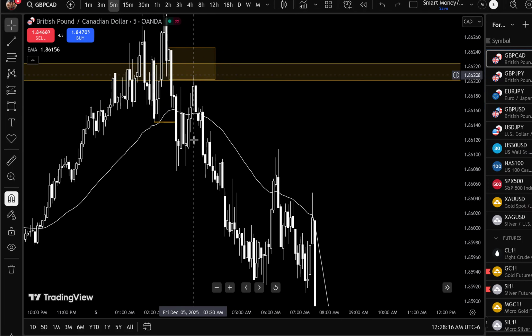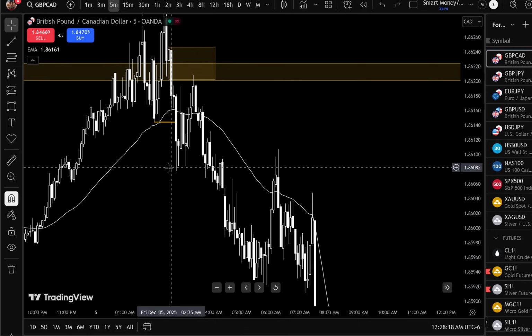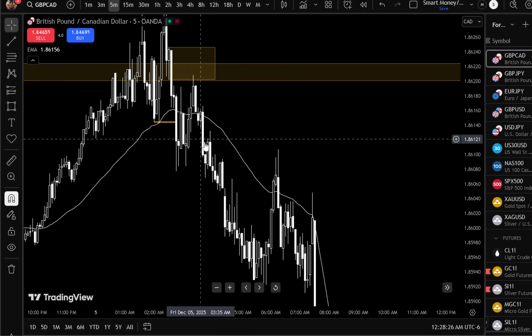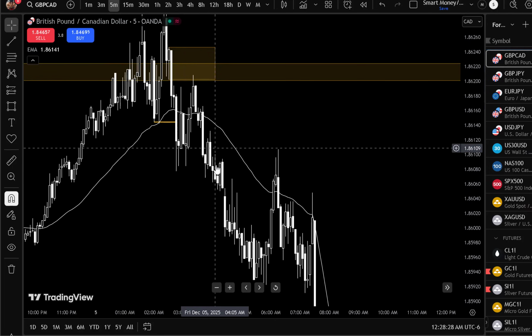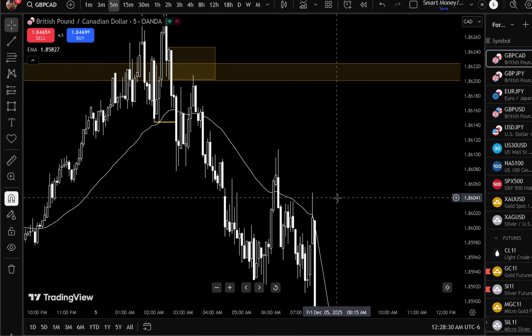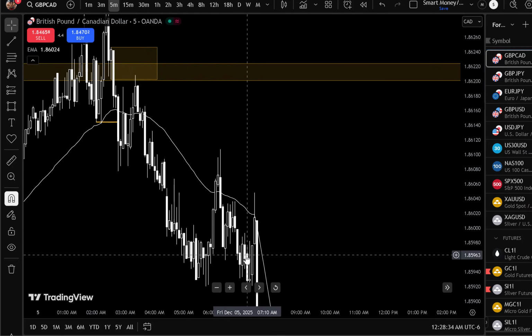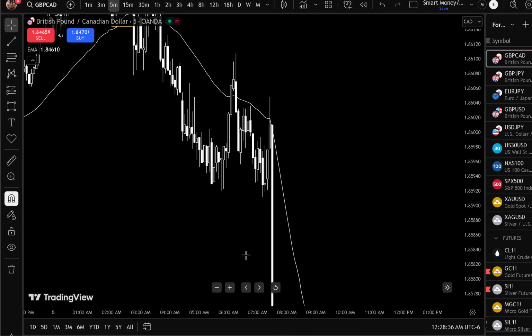And if you missed it, look, even right here. Boom. Right here. Came up right here into fair value and then dropped. All right. What happened right here? Another one, another entry.